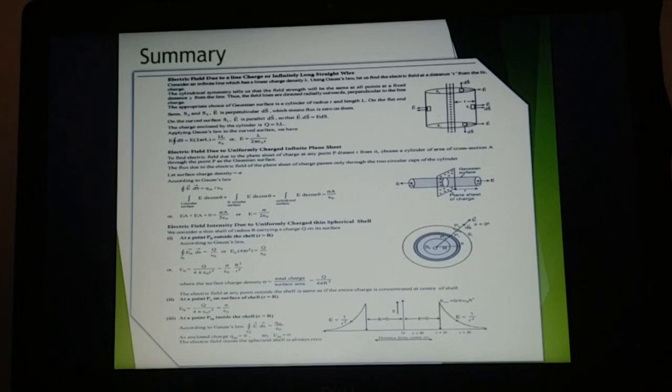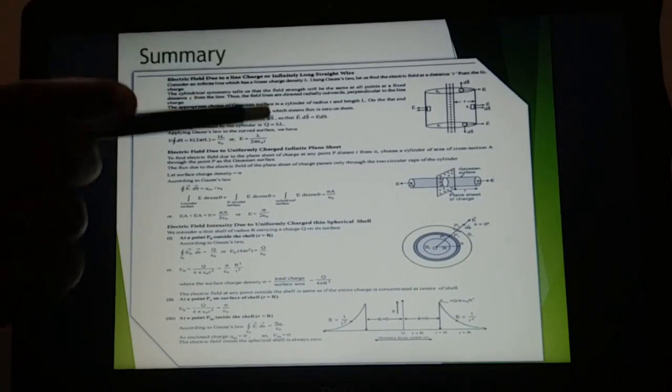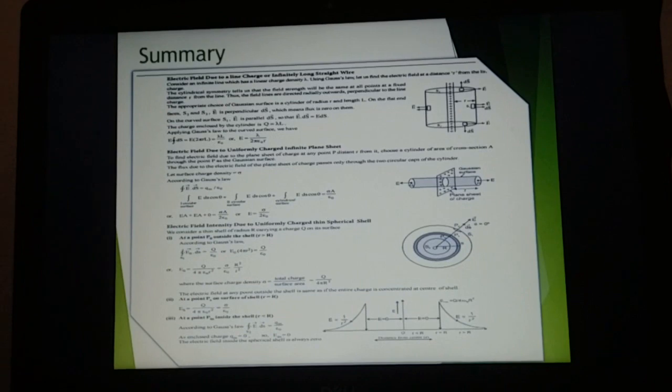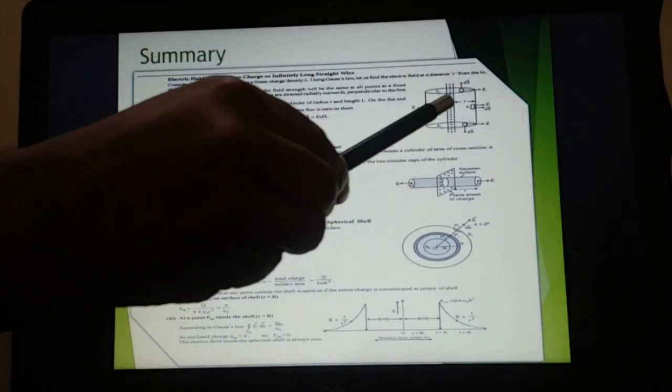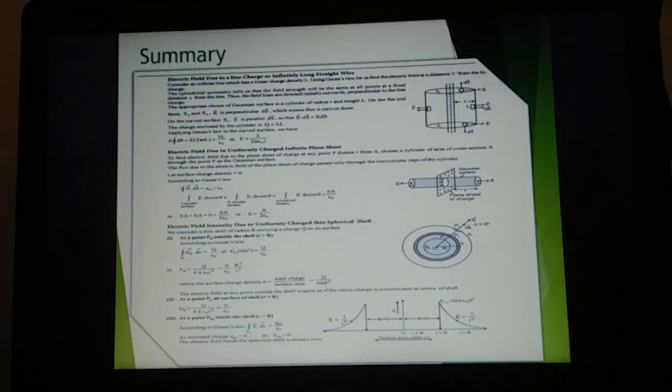Okay, now we can summarize the applications of Gauss theorem here. So electric field due to a linear charge that we have discussed first. Remember the diagram once again. Linear charge distribution is there. Surrounding that, we are considering a cylindrical Gaussian surface, and the method in all the three cases are same.